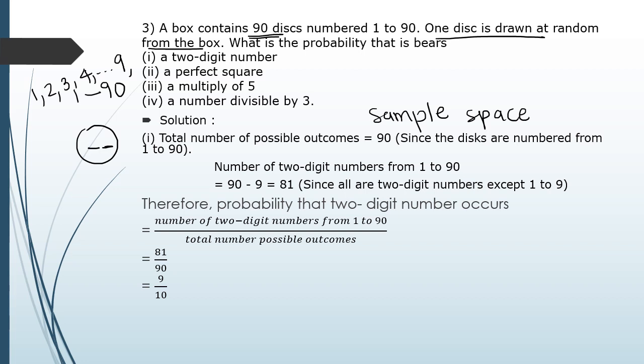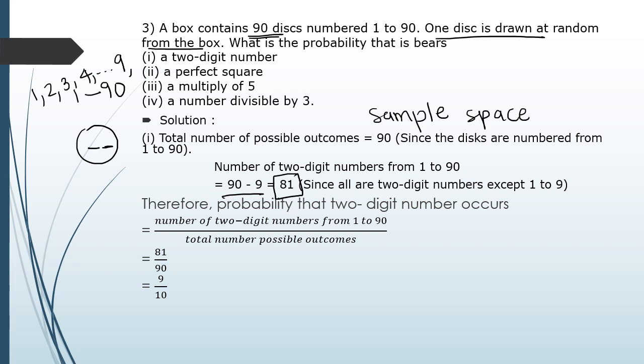Total number is what? 90 minus the single digit numbers, because only these 9 numbers are single digit. Remaining after them, from 10, we have all two digit numbers. That is why from the total number 90, we are subtracting the single digit numbers. So the remaining numbers are 81. All 81 numbers are two digit numbers.